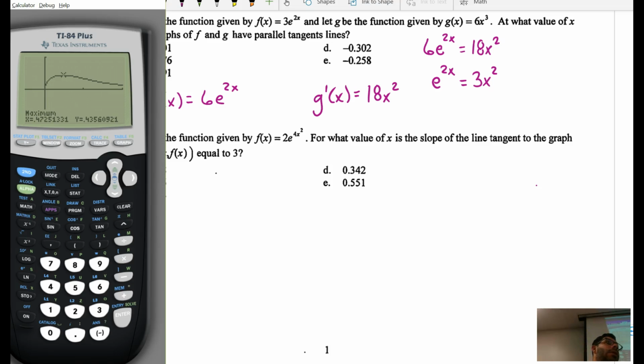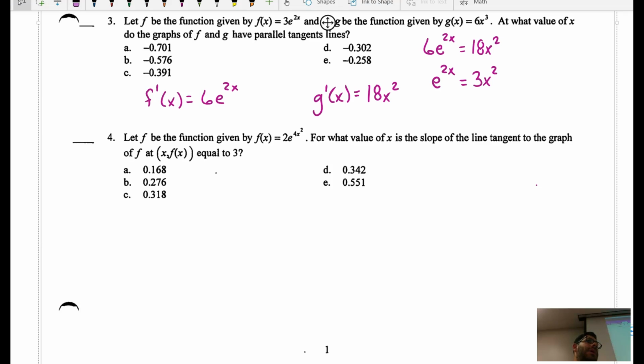Do you put the f of x or f prime? Well, what equations do we want to be equal to each other? We want the derivatives to be equal, because we want to know at what x these two functions have the same slope for their tangent lines. So we need f prime to equal g prime. Even if it's that simplified, we can put 6e to the 2x equals 18x squared. We can put e to the 2x equals 3x squared. Algebraically, those are the same.